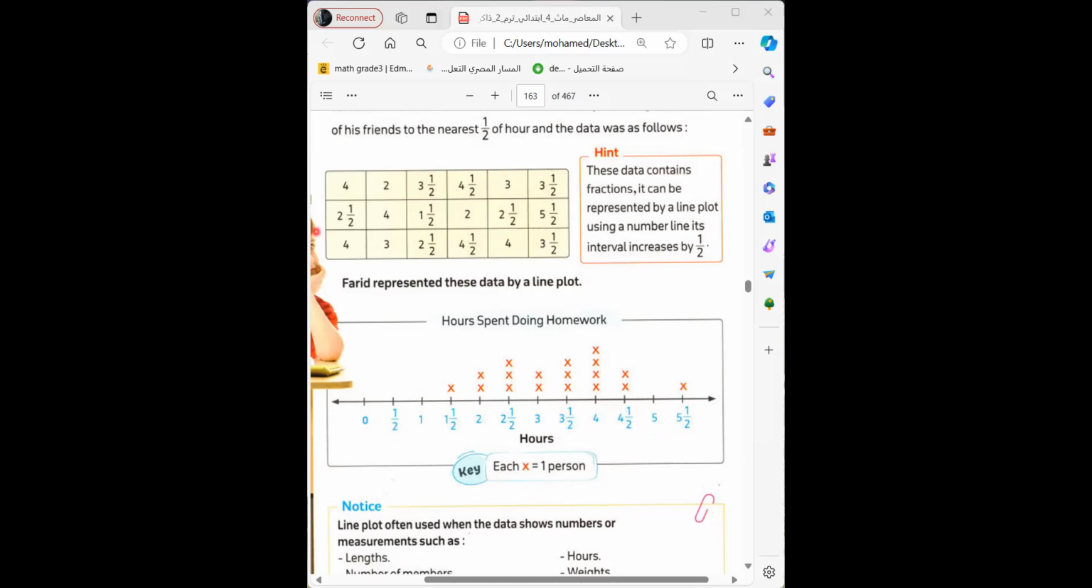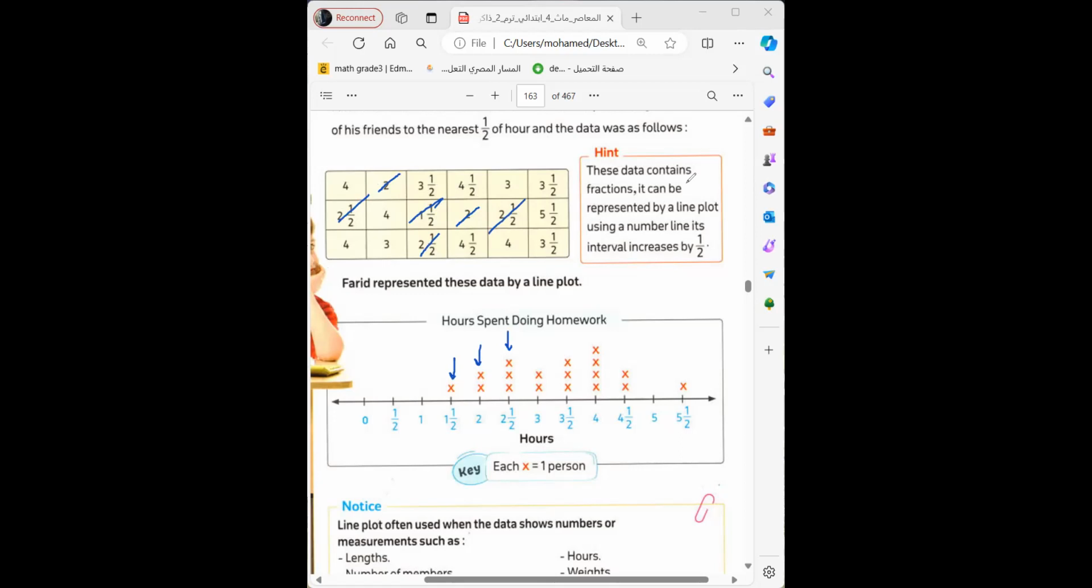I just need to see how many students got the 1 whole? No one. How many got 1 and 1/2? Amazing. One. Only one. So I will put 1 x. What about how many students got 2? Huh? 1, 2 only. For that, I put 2 x's. And 2 and 1/2: 1, 2, 3, bravo. So I put 3, and so on.